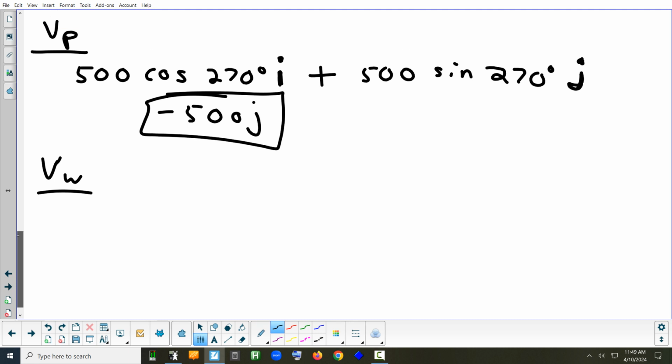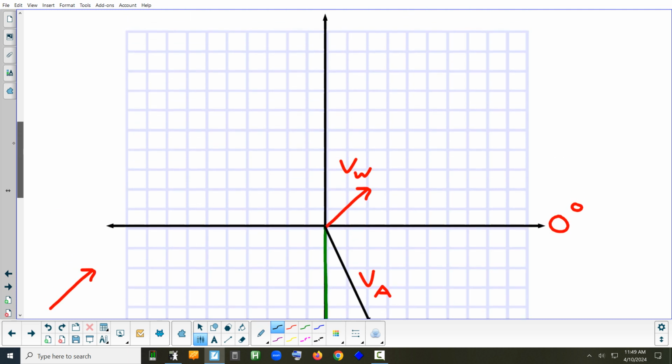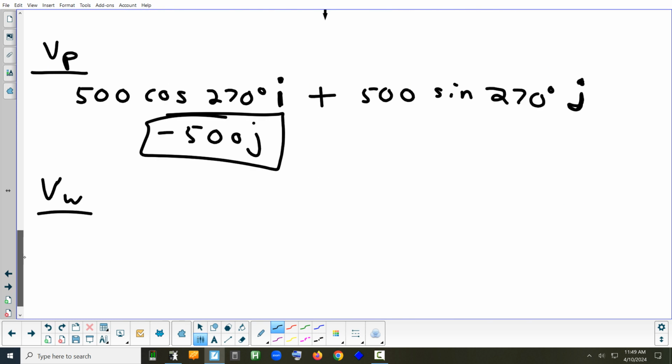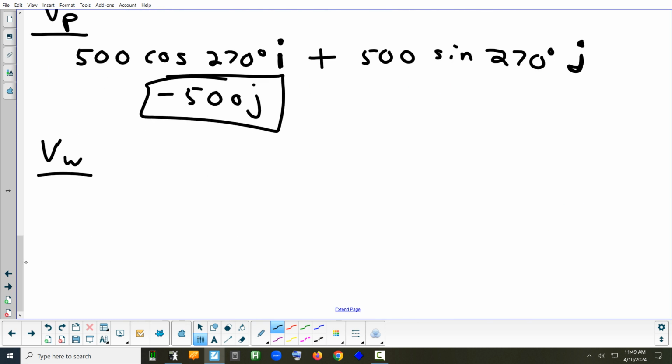Vector for the wind. What's the magnitude of the wind? 80. What's the angle of the wind? 45. Yep. So we're going to write 80 cosine 45 plus 80 sine 45.